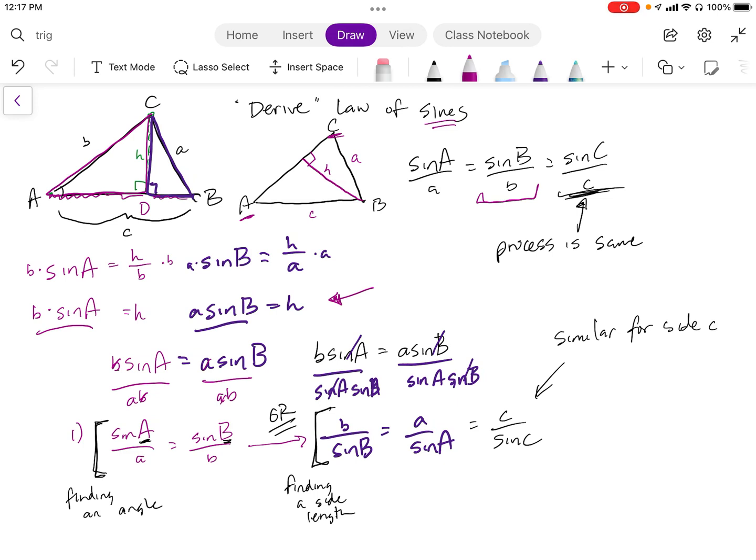All right, hope that helps. Some of these formulas aren't rocket science. We already knew right triangle trig. It's just a little trick of drawing that altitude for any triangle to derive the law of sines.